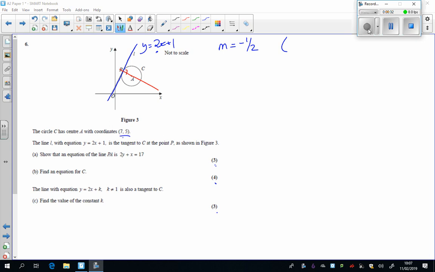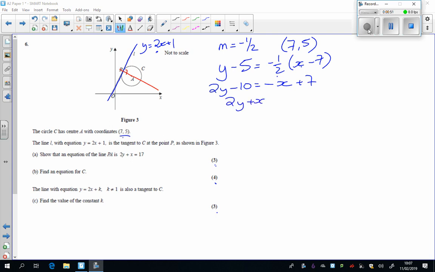We've been told that the centre here is 7, 5, and it goes through that. And so I'm just going to do y take away the y number equals gradient times x take away the x number. Times by the 2 to bring that up. Multiply through by the minus here. And then drag the letters over to this side. So add the x and add the 10. And we've got the 3 marks there that we wanted.